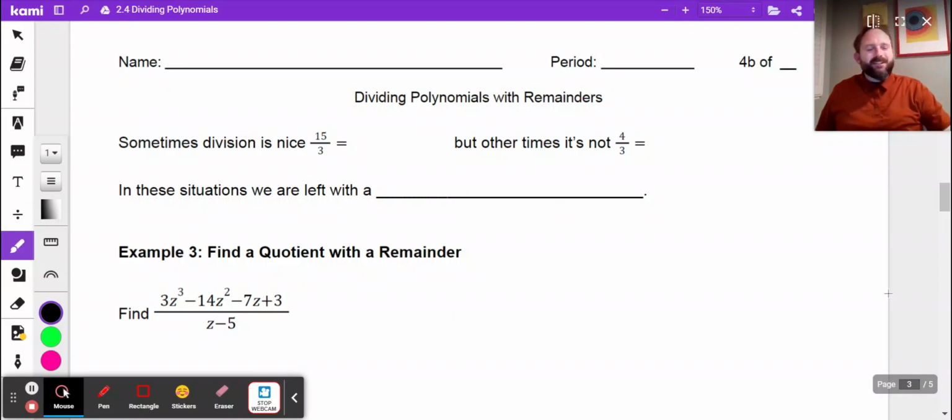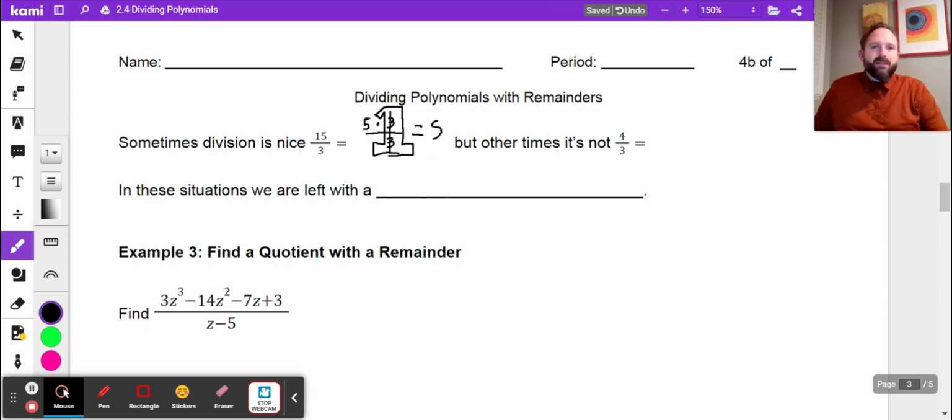Hello everyone, Mr. Schultz here as we dive into dividing polynomials, but with a remainder. So, like we said before, sometimes division is nice. 15 divided by 3 is, well, let's show this how we'd like to show it. 15 is 5 times 3, and when we divide by 3, the factor on the top and the factor on the bottom can cancel out, or 3 divided by 3 would give us 1. And so we're left with 5.